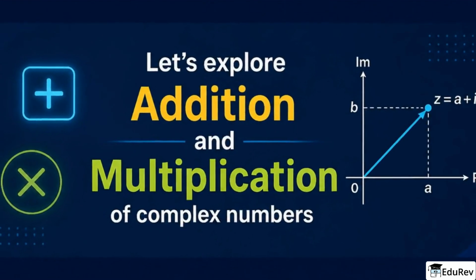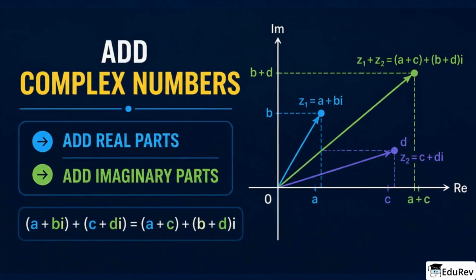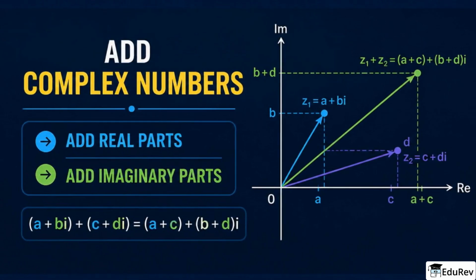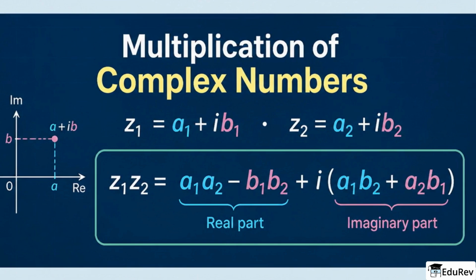Now let us look at operations you will use often, starting with addition and multiplication. To add complex numbers, we add real parts and add imaginary parts separately. To multiply z1 equals a1 plus i b1 and z2 equals a2 plus i b2, the product is the real part a1 a2 minus b1 b2 plus i times the quantity a1 b2 plus a2 b1.